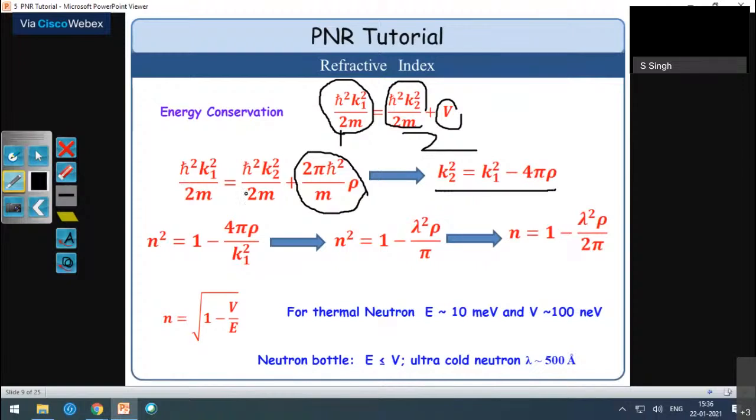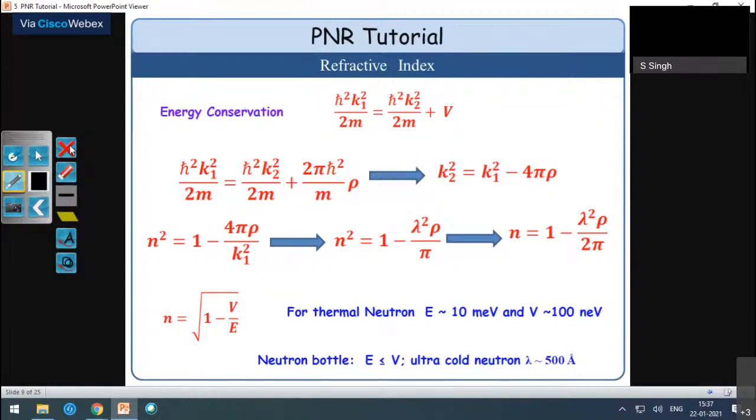Here what you are doing is this h square m cancels out, and then you have k2 square equal to k1 square, and this goes to this side, so k2 square minus 4 pi rho. So this gives the relation of k2 and k1. And from literature, we know the refractive index is defined as n square equal to k2 square by k1 square. Okay, so this defines the refractive index of the medium.